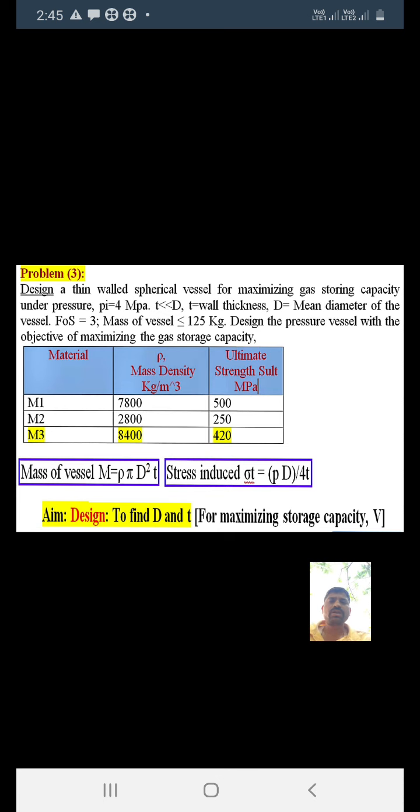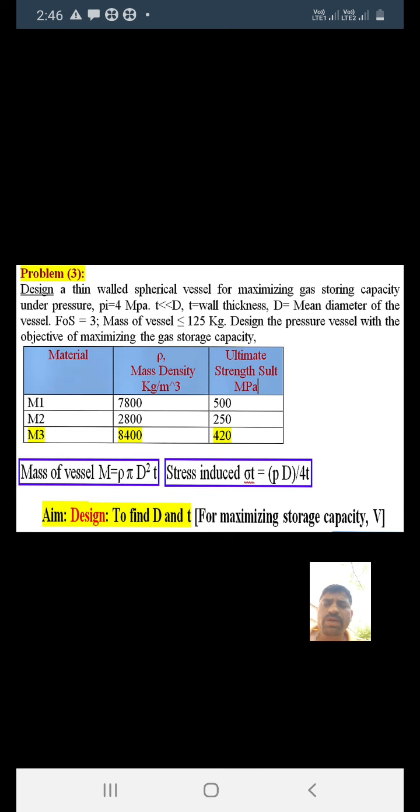See what is given: design a thin walled spherical vessel to maximize gas storing capacity under pressure Pi given as 4 MPa. The condition given is T is less than D, where T is the wall thickness and D is the mean diameter of the vessel. The factor of safety is 3 and the mass of the vessel is less than or equal to 125 gram. Design the pressure vessel with the objective of maximizing the gas storage capacity.